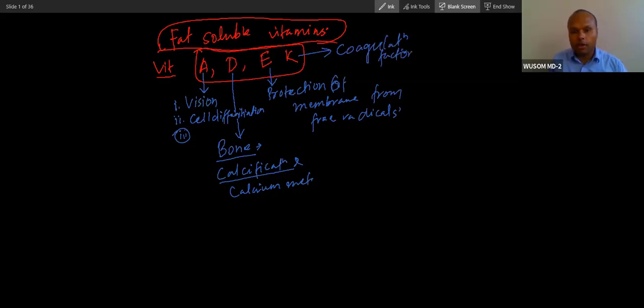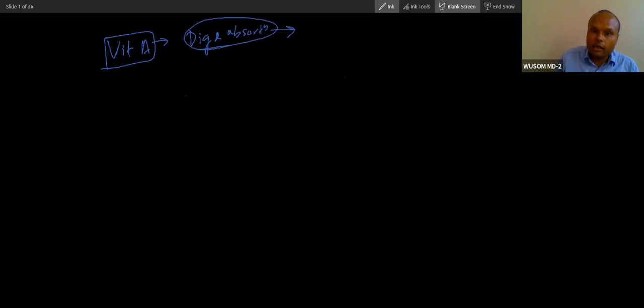Actually, you all generally know the function of these vitamins, so I will go into a bit more detail. Let's start with vitamin A. These are all fat soluble vitamins, so let's start from digestion and absorption. It is common for all fat soluble vitamins that digestion and absorption generally require bile salt.